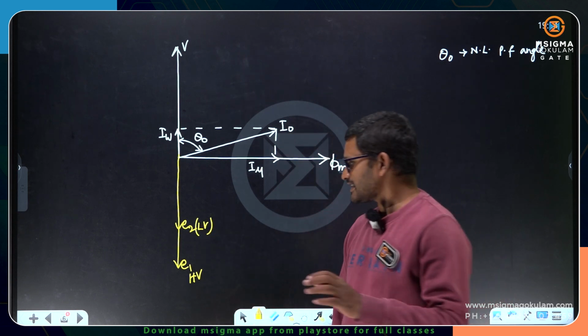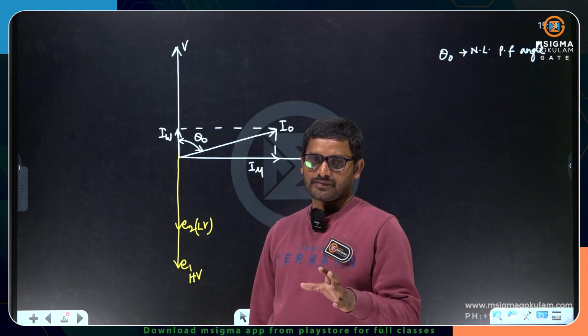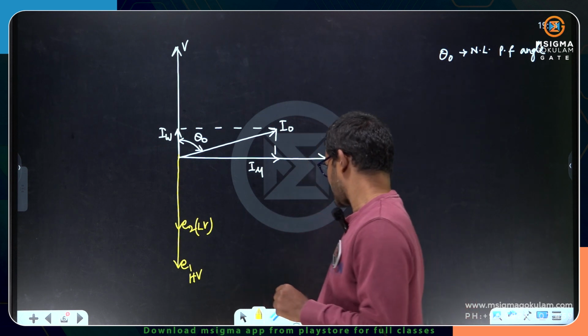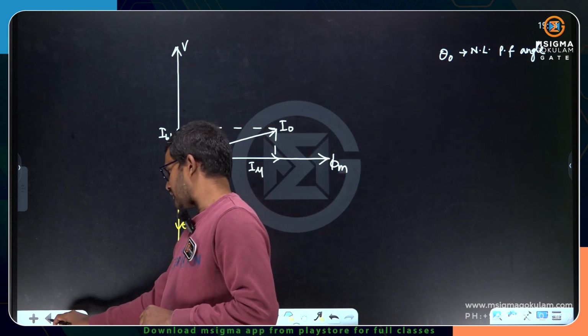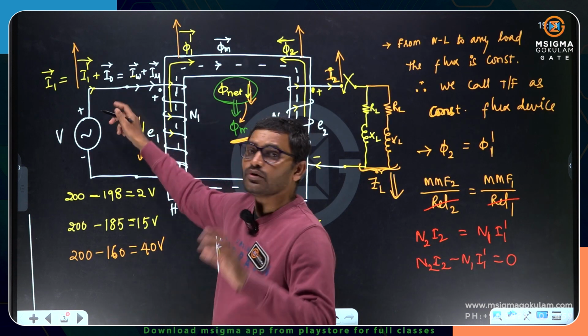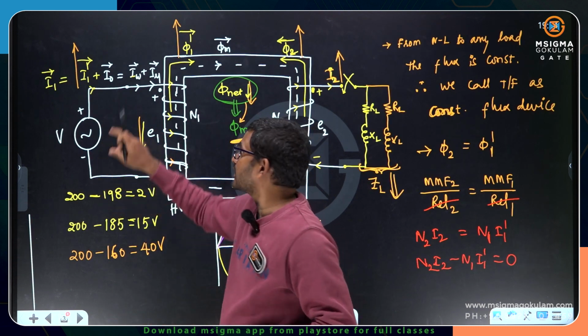Okay, let us assume for the time being, I am not drawing the winding drops and all those things. Current is flowing now. Now the load component of current is also flowing, not just a small current.